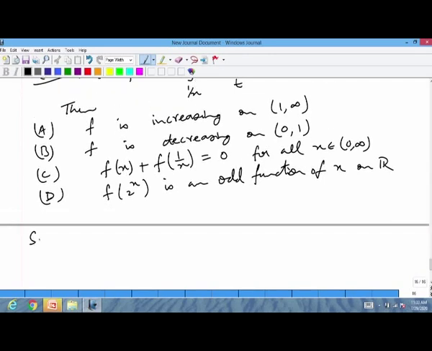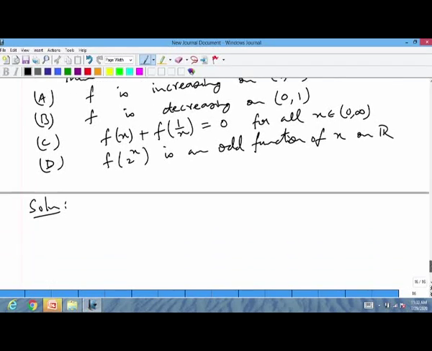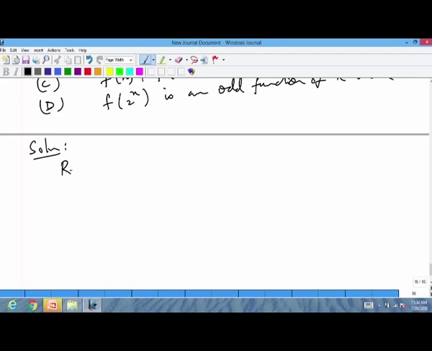Because we are being asked for increasing and decreasing, we can calculate the derivative of this function to see whether f is increasing or decreasing in some interval. So, let us recall, if we take the derivative of the integral of some f t dt from some function a x to b x, then what is this?